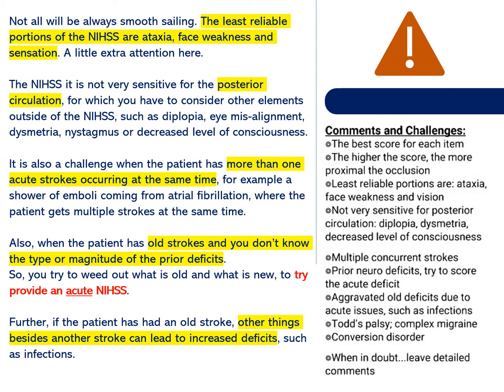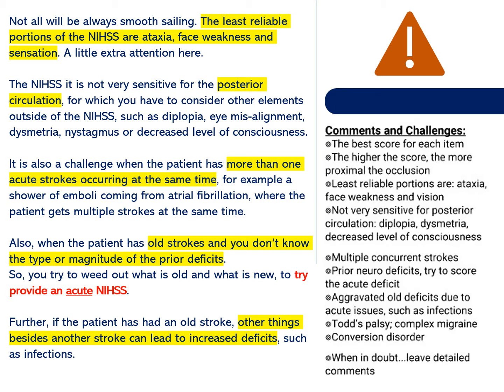The least reliable portions of the NIH stroke score are ataxia, face weakness and sensation. A little extra attention here. This testing is not very sensitive for the posterior circulation, for which you have to consider other elements outside of the NIH scores, such as diplopia, eye misalignment, dysmetria, nystagmus or decreased level of consciousness.